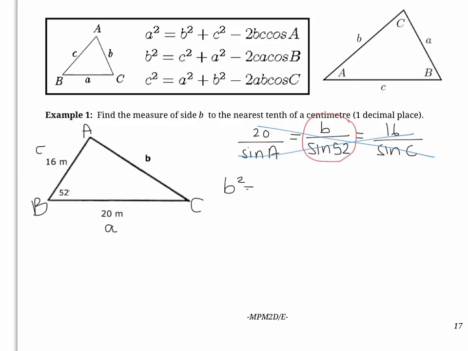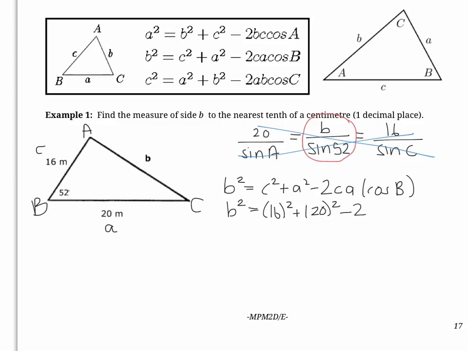So we have b squared is equal to c squared plus a squared minus 2ca times the cos of b. Just writing out that second equation. And let's fill in what we know. We don't know what little b is, so we're just going to write little b. We do have little c, 16 squared. We do have a, 20.